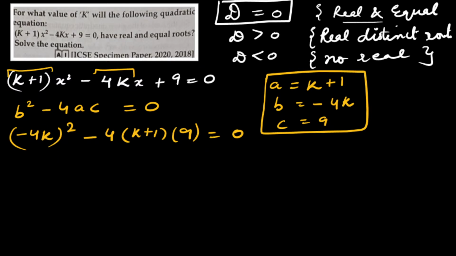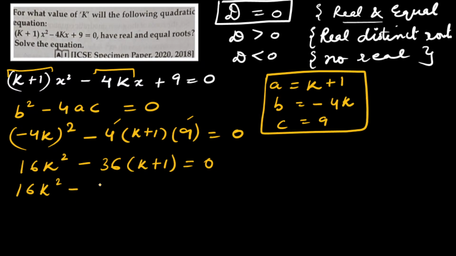So if we do the square of 4k, it will become 16k square. 16k square minus 4 into 9 is 36, into k plus 1, we can multiply, is equals to 0. Then 16k square minus, if we multiply this with both, we have to multiply this 36 with k also, with 1 also we have to multiply. So minus 36k. Here when minus is outside the bracket, inner sign will change. This is minus 36 is equals to 0.